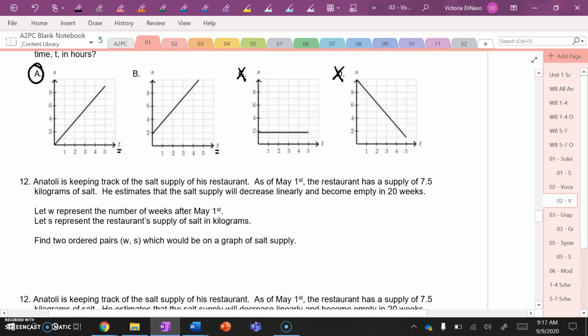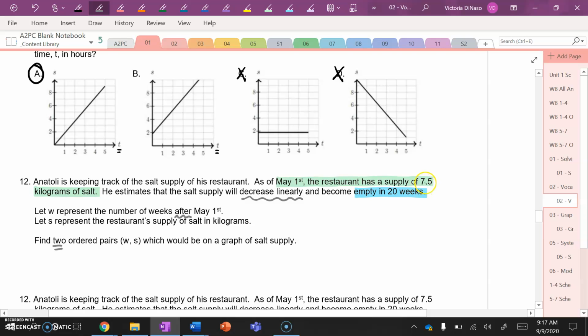On number 12, we have Anatoly is keeping track of the salt supply of his restaurant. As of May 1st, the restaurant has a supply of 7.5 kilograms of salt. He estimates that the salt supply will decrease linearly and become empty in about 20 weeks. So it says that W represents the number of weeks after, keyword being after, May 1st, and S represents the restaurant salt supply in kilograms. So we're going to find two ordered pairs, W, S, which would be on the graph of salt.